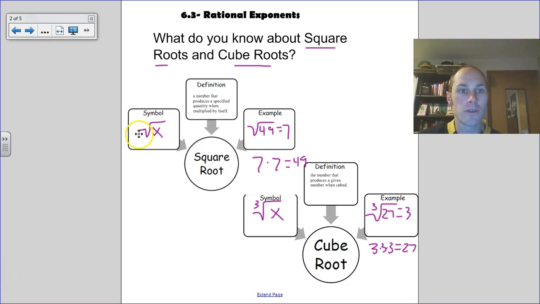Okay, so the symbol for a square root is the radical. What it means is, what number multiplied by itself gives us x. So for example, what number multiplied by itself gives us 49? It would be 7, because 7 times 7 is 49. Cube root is similar. We use the radical, but with a little 3 outside here. There's the understood 2 in a square root. It means the number, when cubed, gives us x. So for example, the cube root of 27 is 3, because 3 times 3 times 3 is 27.